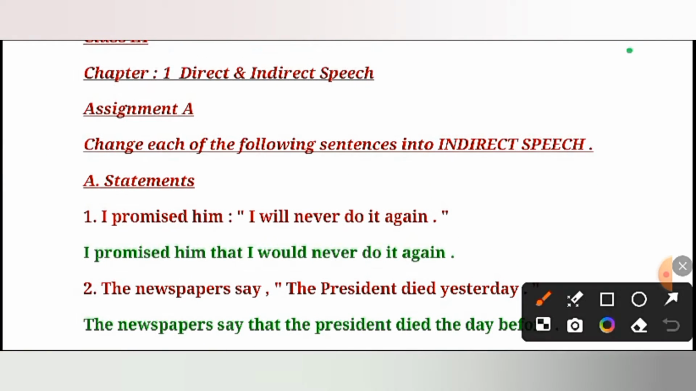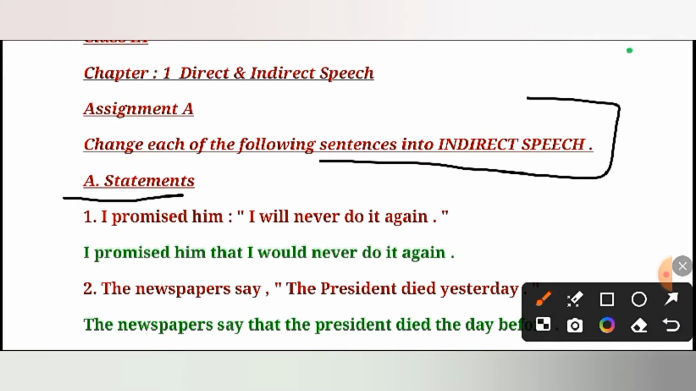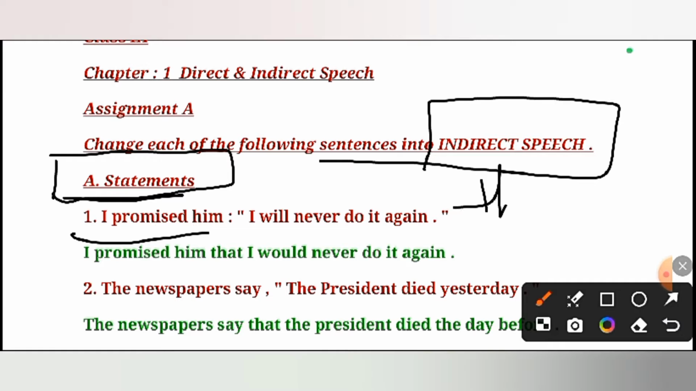Assignment A, which is on statements. Change each of the following sentences into indirect speech. So you have to change it into indirect speech. A is based on the statement. Okay, let us see the first one. I promised I will never do it again. So, I promised him that, the word that shall be used in making direct to indirect speech, I would never do it again. So will changes into would.